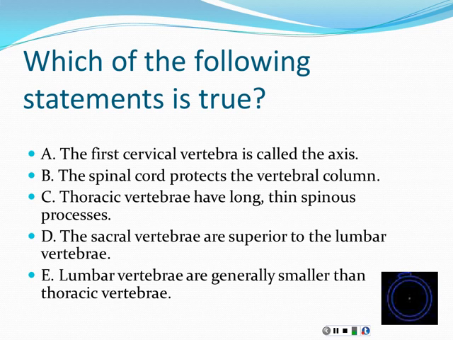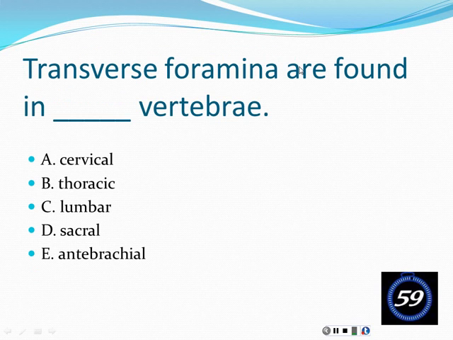D, the sacral vertebrae are actually inferior to the lumbar vertebrae. Remember, superior is towards the top, inferior is towards the bottom. It's saying nothing about the quality. It's not superior, inferior like that, just higher or lower. And then E, the lumbar vertebrae, they are the largest of the vertebrae, so they're larger than the thoracic or the cervical.